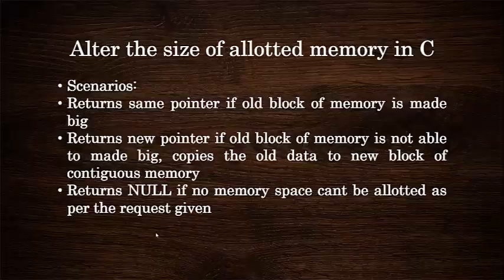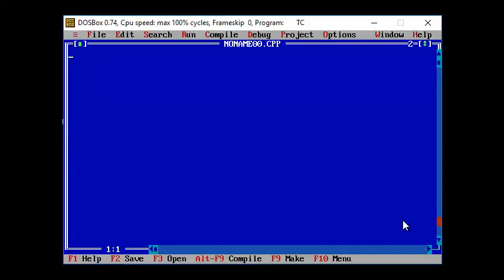Next we will see the practical demonstration of the concepts we have seen in terms of dynamic memory allocation. I'm going to include my preprocessor directives: stdio.h, conio.h, and since we are going to make use of the functions malloc, calloc, free and realloc, I'm also using the preprocessor directive stdlib.h.